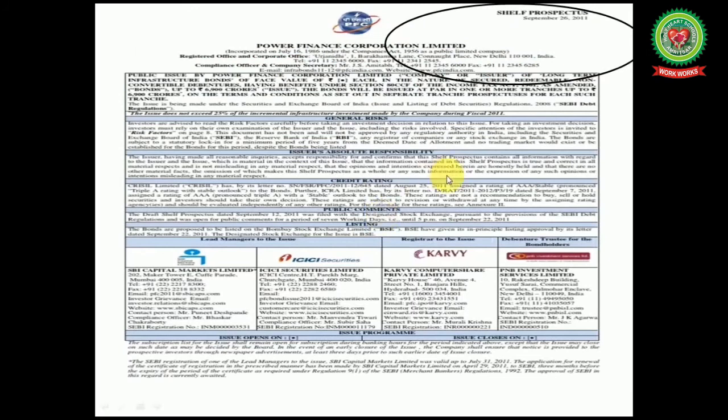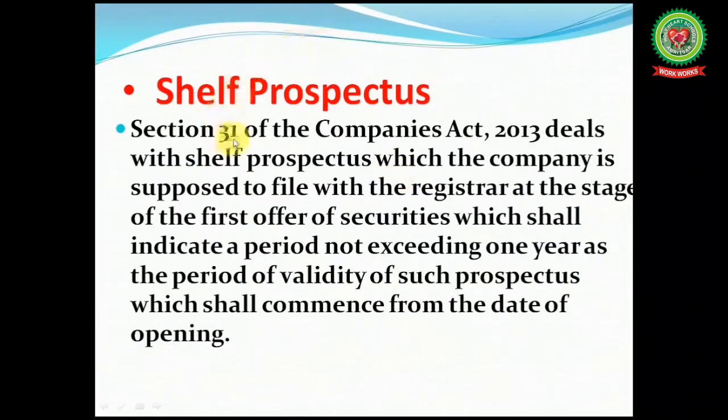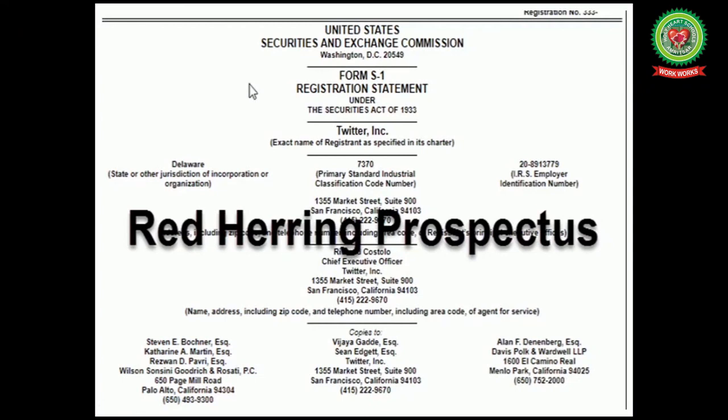Next is shelf prospectus. So this is a sample of shelf prospectus. Section 31 of the Companies Act 2013 deals with shelf prospectus, which the company is supposed to file with the registrar at the stage of first offering of securities, which shall indicate a period not exceeding 1 year as the period of validity of such prospectus, which shall commence from the date of opening. Next is red herring prospectus.